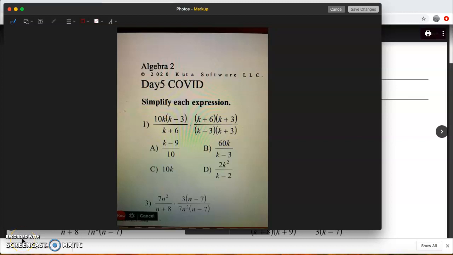Hi guys, so some people were asking about more explanation for some of the problems. So here's number one from your work for today. If you notice, as you look through these multiplication problems, there are things that you can cancel out.